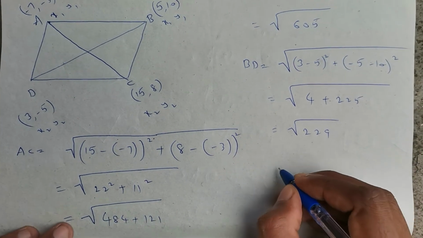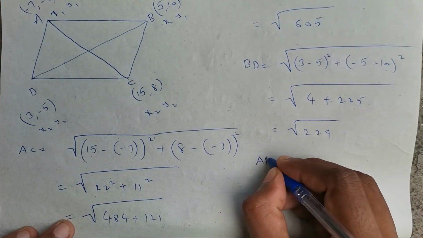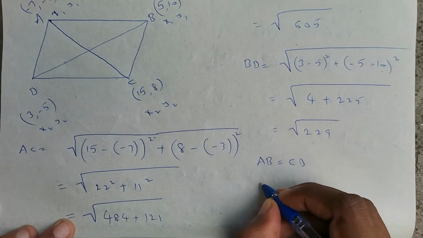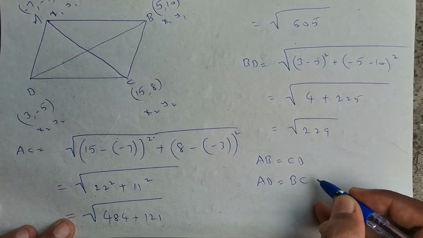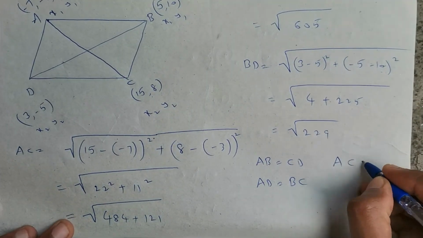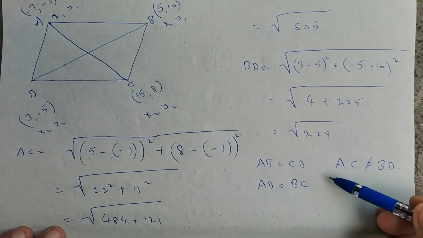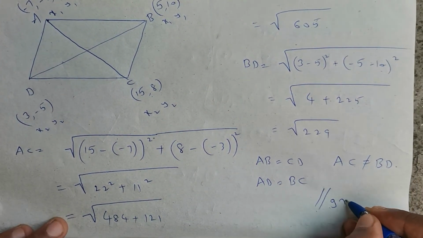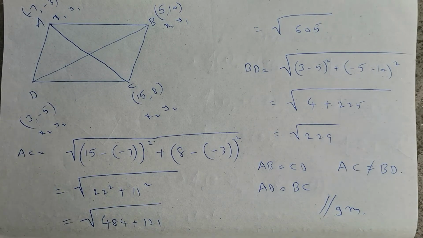So from all these 6 measurements we can conclude AB is equals to CD, AD is equals to BC. Already we solved, these opposite sides are equal. Now diagonals AC, BD: AC is not equals to BD. Opposite sides are equal to each other but the diagonals are not equal, so that's why these points are vertices of a parallelogram.